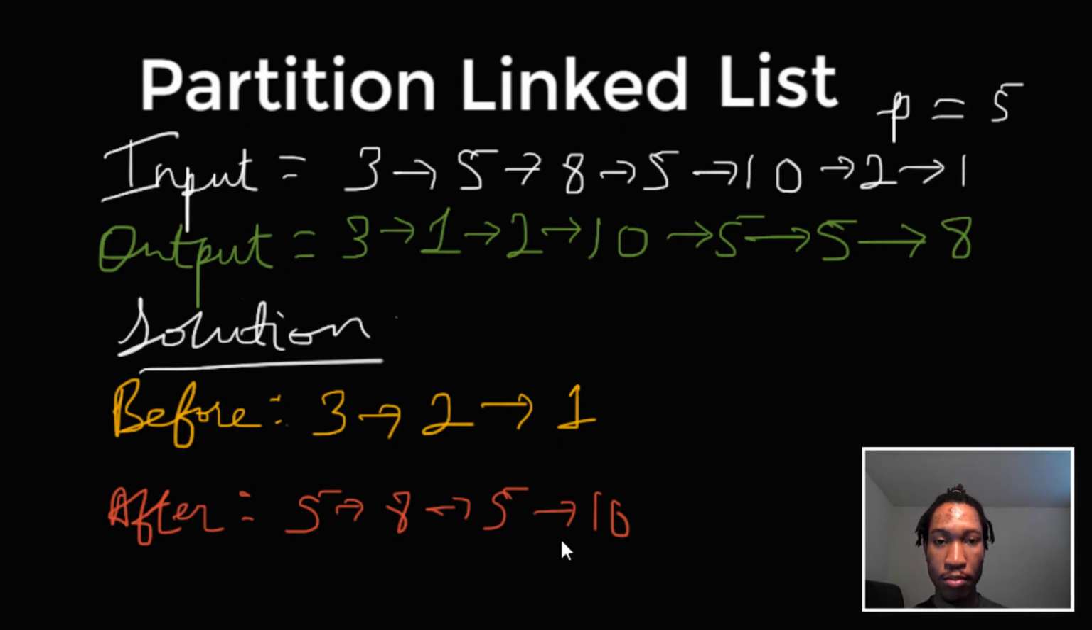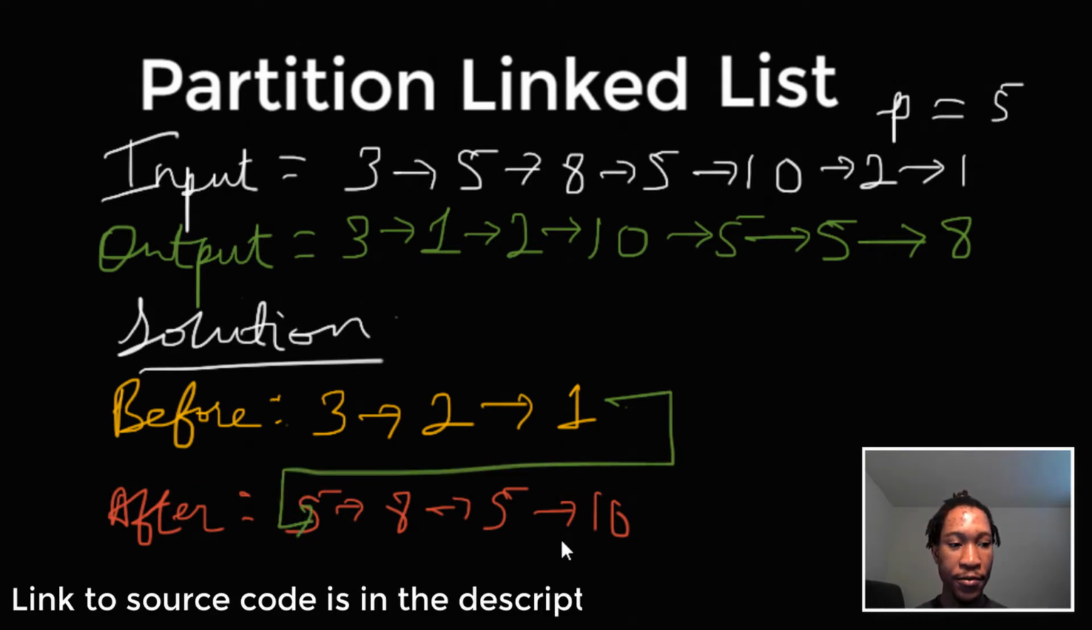Now we have to merge these two lists together. Merging the two lists is going to be really easy because we're going to keep track of the head and tail of both lists. All we have to do is connect the tail of the before list to the head of the after list. And that's it. We just return it. So that's how we solve this question. I'm going to write the code.